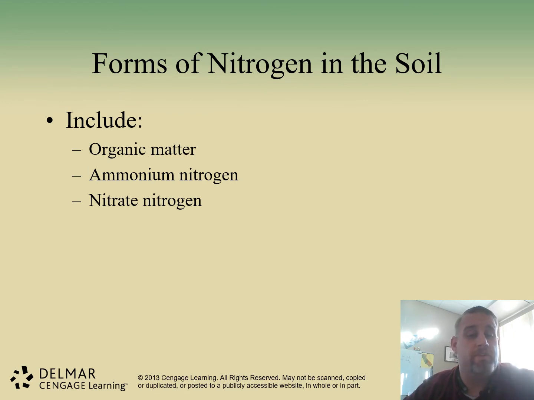There are three different forms of nitrogen in your soil. The first form is organic matter. The second form is ammonium, or NH4. The third is nitrate, or NO3. So these three forms are the only forms that can be utilized by plants in the soil, and namely ammonium and nitrate are the forms that are most readily available. And these are formed through the ammonification and nitrification cycle within the soil.